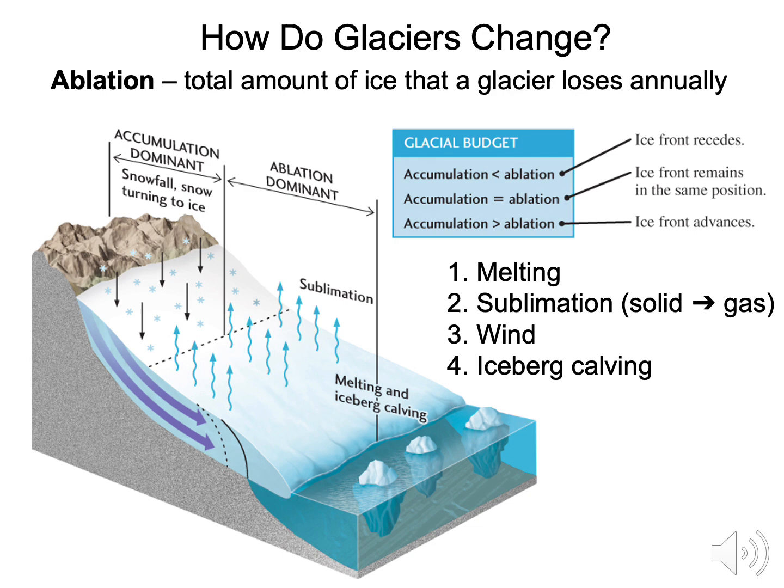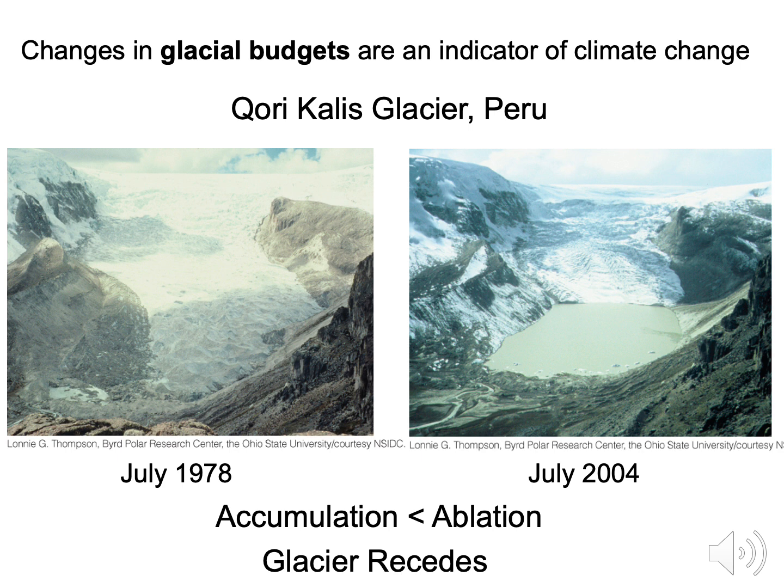Let's go ahead and take a look at how glaciers are changing around the world today. Let's take a look at one example here, but there are many different examples that we could focus on. The example we see here is Qori Kalis Glacier, which is located in Peru in the Andes. What you'll notice on the left-hand side of the screen, this is a photograph or an image from July of 1978, and on the right-hand side of the screen, this is an image just from July of 2004, so this is still 20 years ago. Take a moment and think about how this glacier has changed.